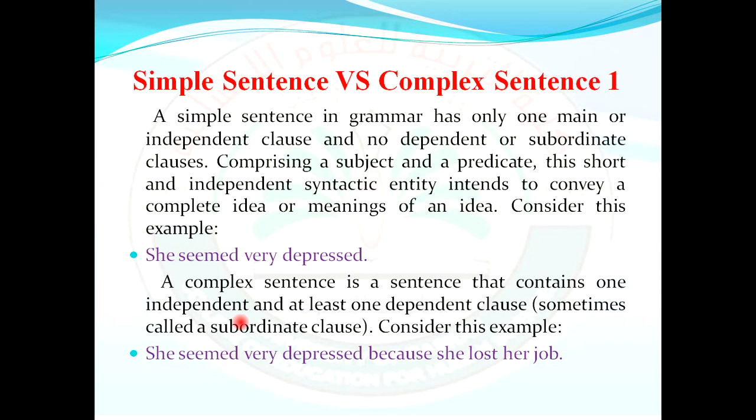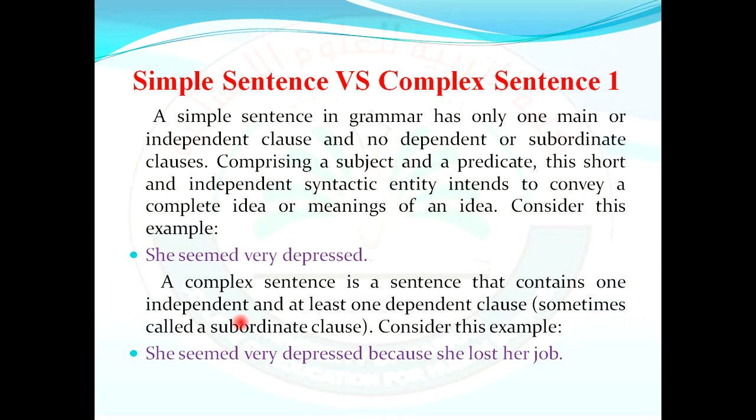Okay. A complex sentence, on the other hand, is a sentence that contains one independent and at least one dependent clause. Sometimes the dependent clause is called subordinate clause. So consider, for example, she seemed very depressed because she lost her job. So here we have what? We have a complex sentence. Here we have two ideas.